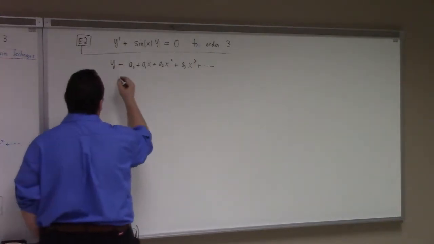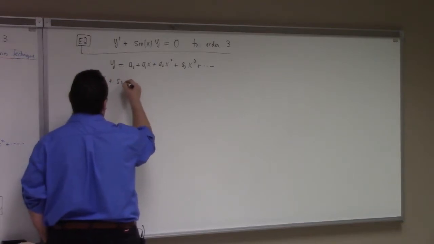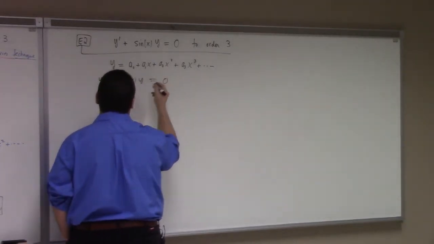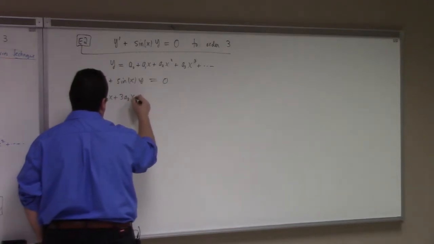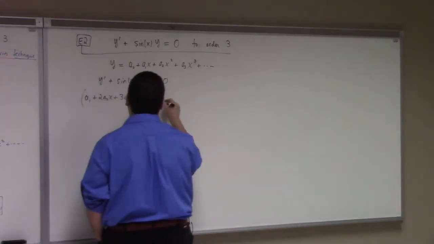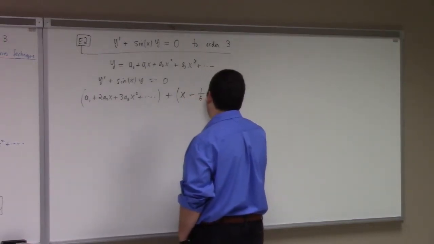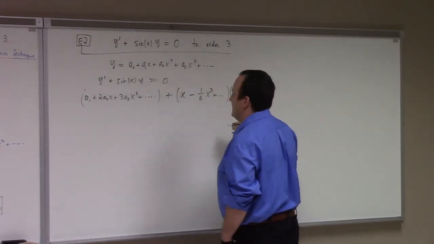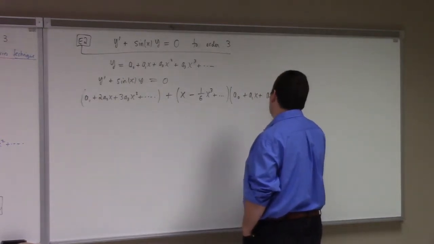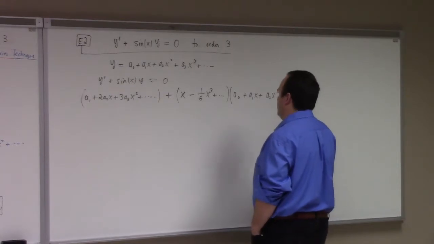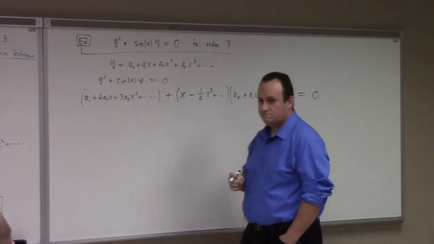So I'll calculate y prime. Actually, if you don't mind, I'm going to get straight to it. y prime plus sine of x times y equals 0. So that gives me a1 plus 2a2x plus 3a3x squared plus dot dot dot. And then what's the power series for sine? Well, power series for sine is x minus 1/6 x cubed plus dot dot dot. And then y is a0 plus a1x plus a2x squared plus dot dot dot, equal to 0.